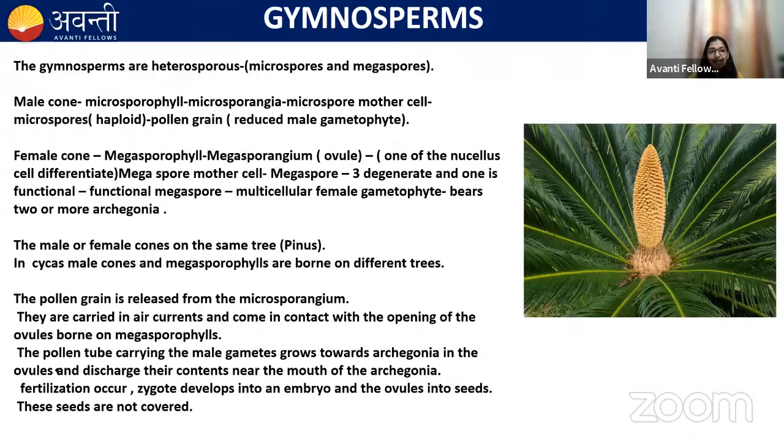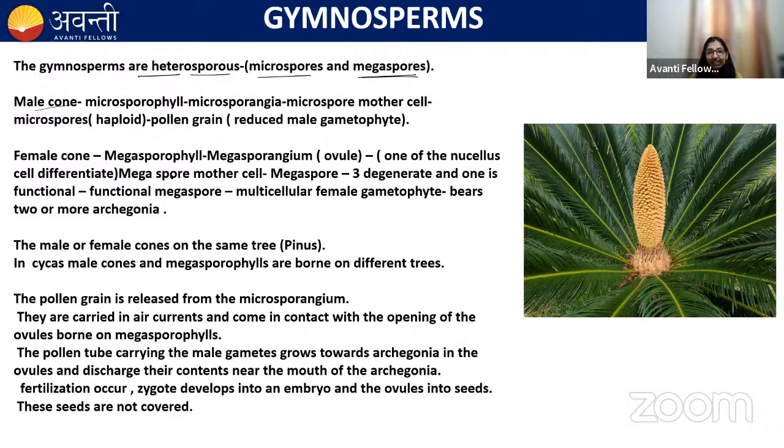In pteridophytes, you have observed that mostly they are homosporous, that means they produce the same type of spores. But there are some exceptions in pteridophytes like Salvinia and Selaginella, which are heterosporous. But gymnosperms are completely heterosporous. Please remember this point. They produce two types of spores, microspores and megaspores. And in gymnosperms, two types of leaves are present, the microsporophylls and megasporophylls.